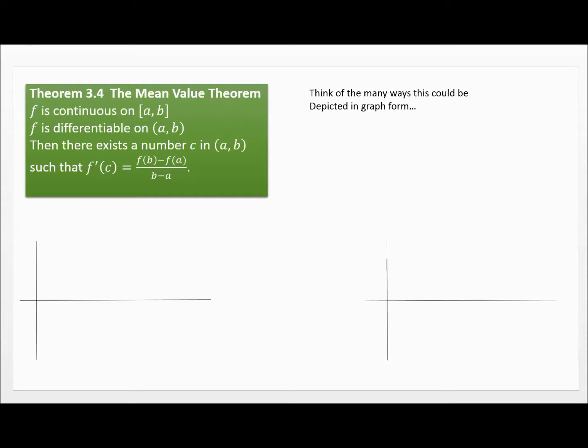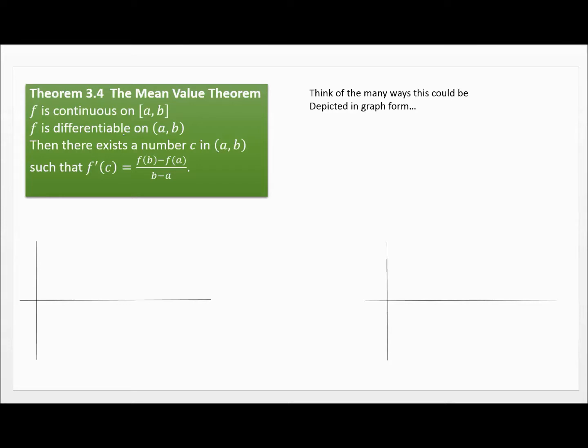Let's find it. So it says f has got to be continuous. We already know what that means, right? F has got to be differentiable. That means you can take the derivative and it's defined everywhere. We've already been checking those 2 things on Rolle's theorem. But there is no statement about f of a equals f of b. Okay, so keep that in mind. F of a does not have to equal f of b for the mean value theorem.